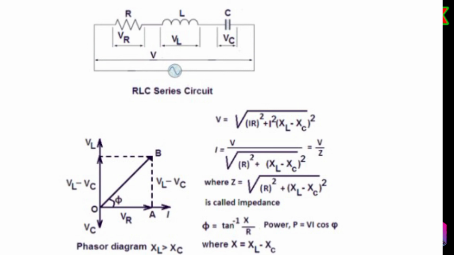V equal to under root IR whole square plus I square under the bracket XL minus XC whole square, and that will be I equal to V upon Z. Here Z equal to under root R square plus under the bracket XL minus XC whole square, and it is called the impedance. And phi equal to tan inverse X upon R, and power P equal to VI cos phi, where X is XL minus XC.